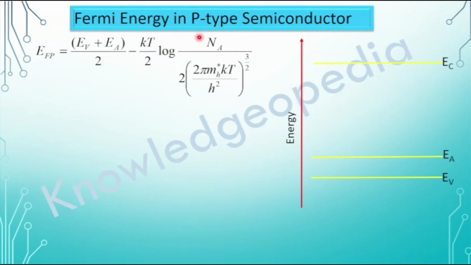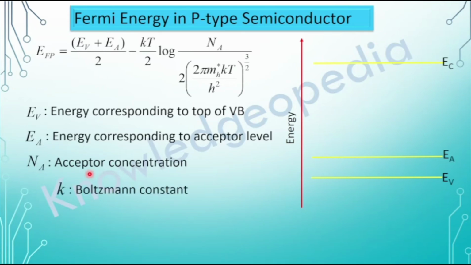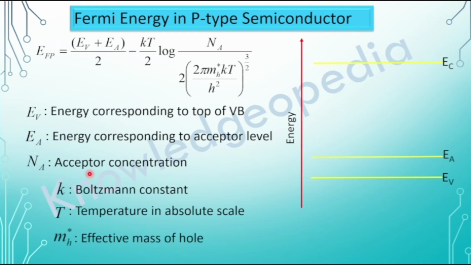Now coming to the Fermi energy in a p-type semiconductor, this is the expression for the Fermi energy in case of a p-type semiconductor. This EV is the energy corresponding to the top of the valence band. EA is the energy corresponding to the acceptor level. NA is the acceptor concentration. K is the Boltzmann constant, T is temperature in absolute scale, mH star is the effective mass of hole, H is Planck's constant.